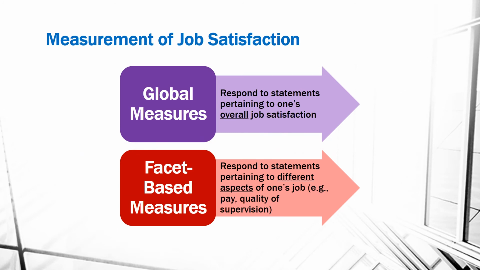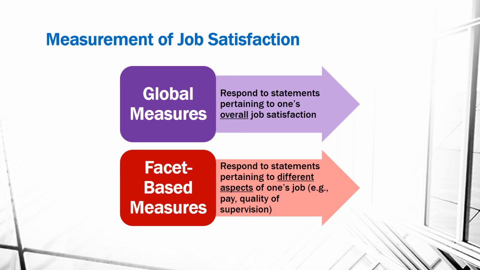There are two different approaches to the measurement of job satisfaction: global measures and facet-based measures. Global measures present participants or survey respondents with a series of questions or statements that are general in nature. For example, a statement about one's overall job satisfaction, such as, "All in all, I am satisfied with my job." The survey participant would rate their agreement on the item from, say, a 1, strongly disagree, to a 5, strongly agree.